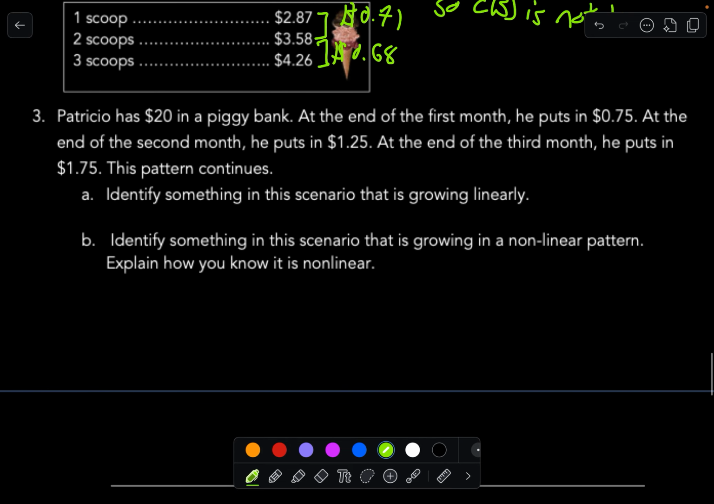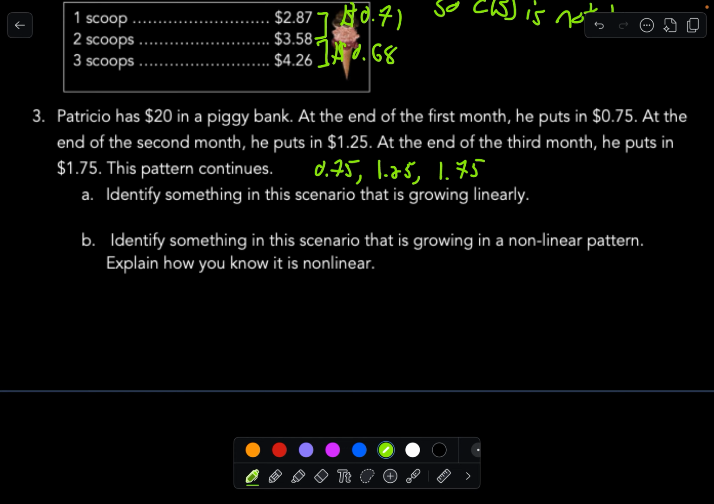Okay. Number 3, Patricio has $20 in a piggy bank. At the end of the first month, he puts in 75 cents. At the end of the second month, he puts in $1.25. At the end of the third month, he puts in $1.75. All right, so if you think about this, the amount of money he puts in is a sequence. It starts with 0.75, then it jumps to 1.25, then it jumps to 1.75, the amount we add. Identify something in this scenario that is growing linearly.